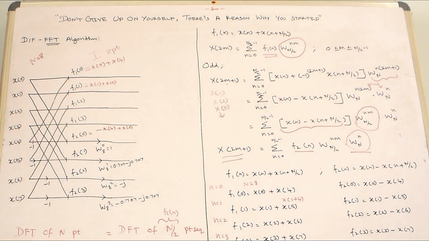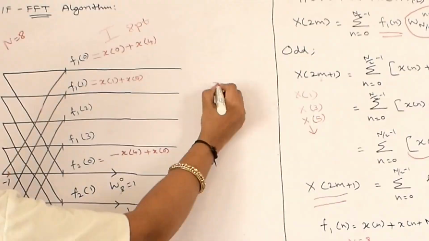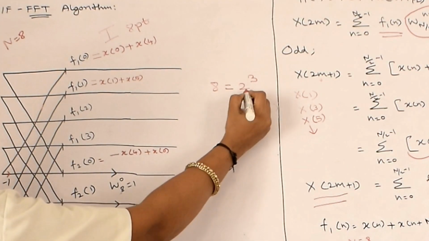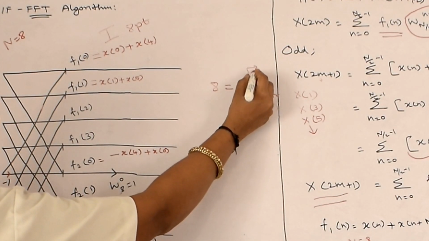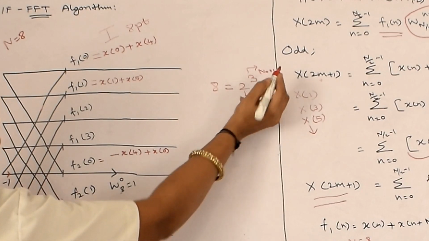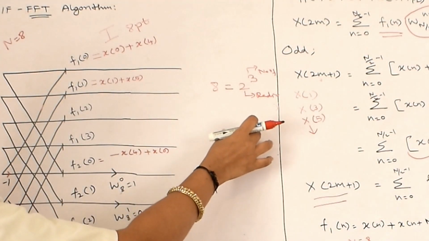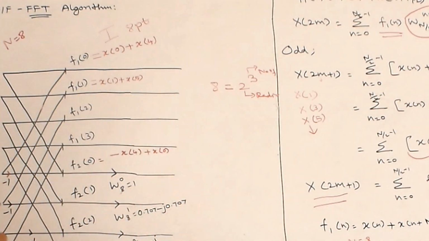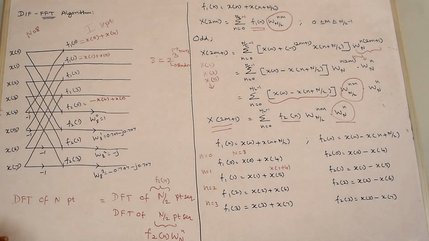In the next video, we will be drawing the overall flow graph. Overall flow graph in the sense, for 8-point DFT, it can be written as 2 power 3. So 2 denotes your radix and 3 denotes your number of stages. So we have to draw the other 2 stages for the overall computation of the DIF FFT algorithm. We will see that in the next video.